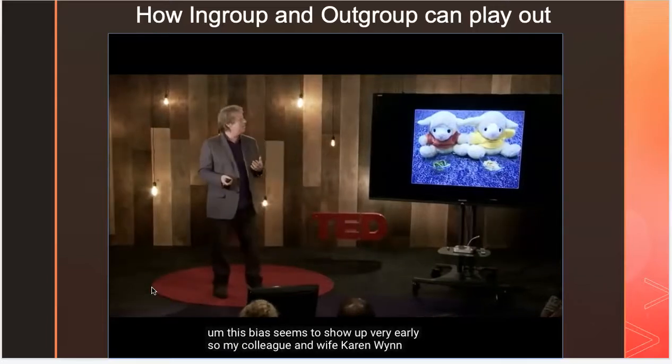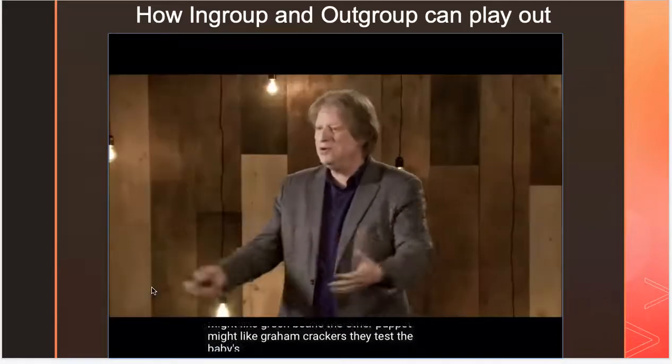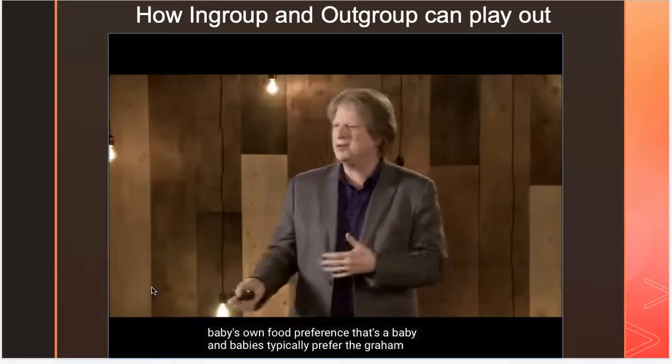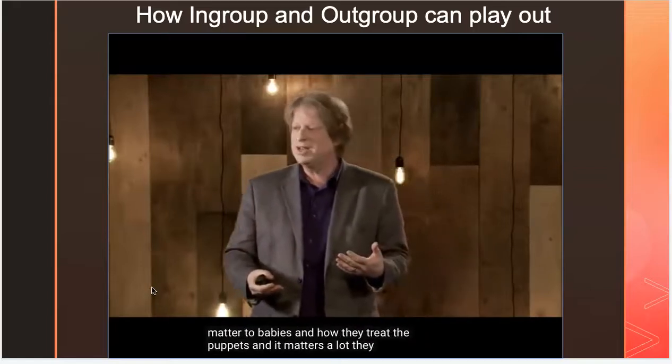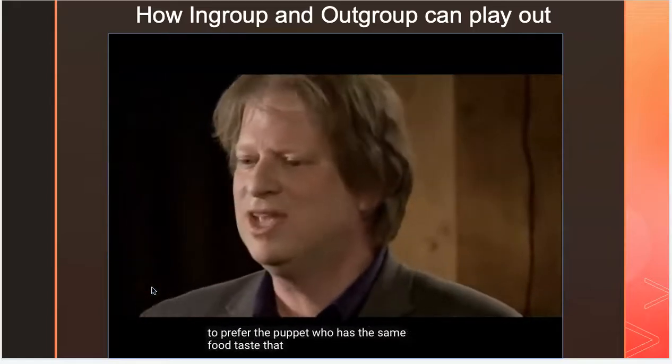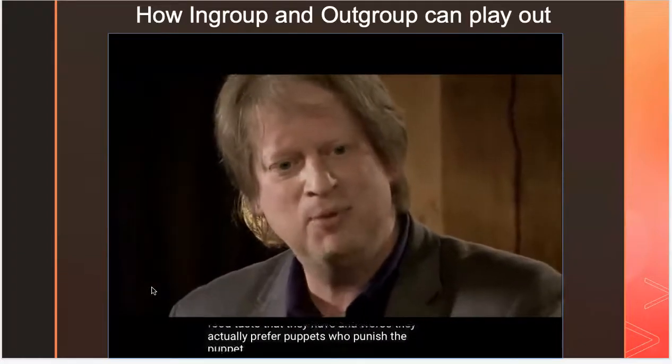This bias seems to show up very early. My colleague and wife Karen Wynn at Yale has done a series of studies with babies where she exposes them to puppets with certain food preferences. One puppet might like green beans, the other might like graham crackers. They test the baby's own food preferences, and babies typically prefer the graham crackers. But does this matter in how they treat the puppets? It matters a lot. They prefer the puppet who has the same food taste that they have. And worse, they prefer puppets who punish the puppet with a different food taste.